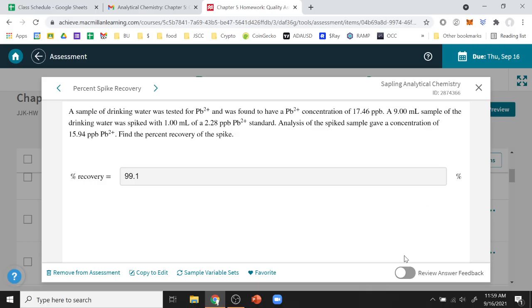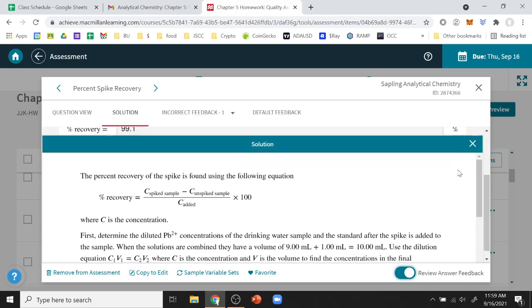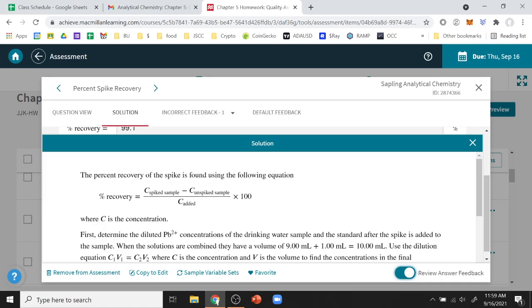Okay, so there's several parts to this problem. First off, you're going to need the formula for percent recovery of a spike. That formula is right here. Once you have the formula, this actually becomes a lot easier because the formula is pretty explicit. However, there is a caveat that people get tripped up on. So first, let's look at the formula.